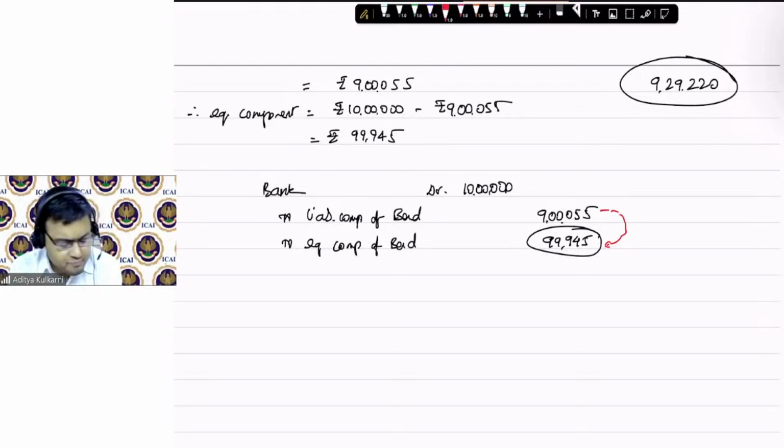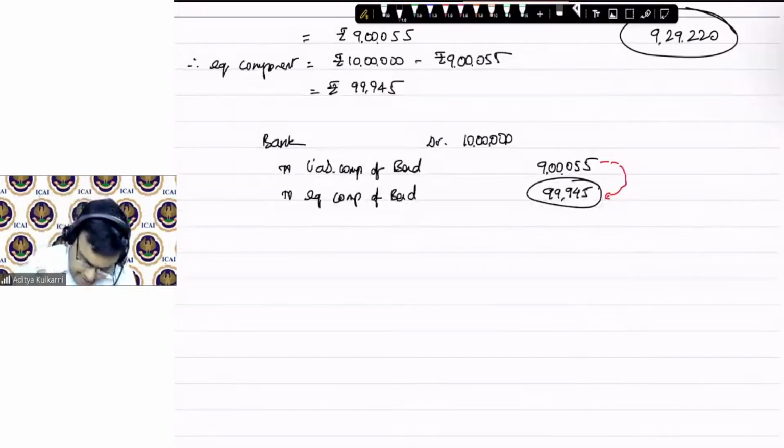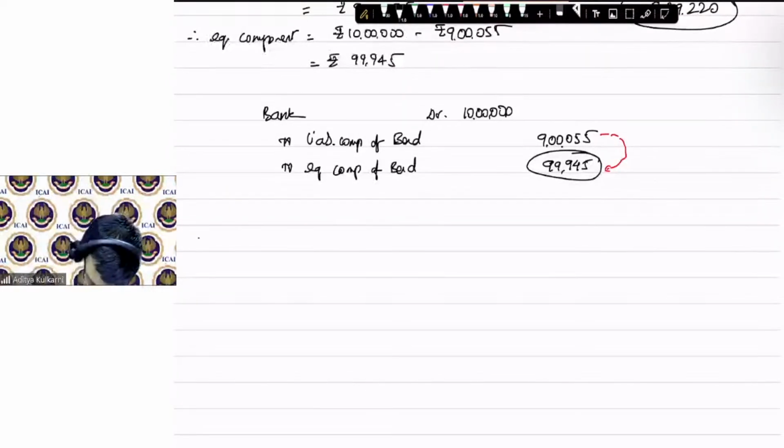Is it okay? Are we able to follow? Okay, so now let us move on to the next case. We had done equity instruments, right? We had done equity instruments.